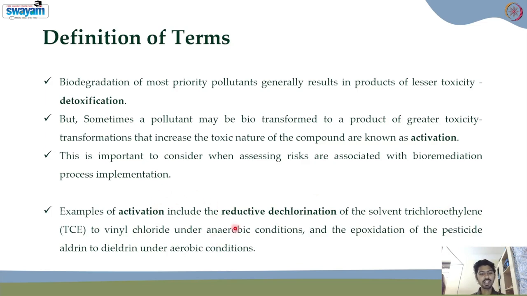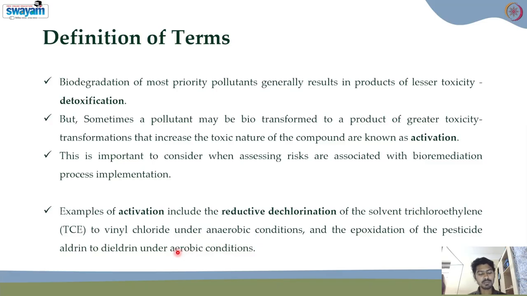So here, what we are trying to achieve is to convert a complex molecule, trichloroethylene, to a simpler molecule like vinyl chloride under the anaerobic condition. So this is one of the examples of activation, where a complex substance is converted into a simpler compound. And the other example is epoxidation, that is oxidizing the pesticide. For example, one of the pesticides is aldrin to dieldrin under aerobic condition.